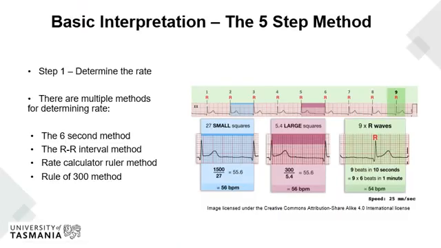If we start with rate, we'll see that there are a plethora of options for determining the rate of an ECG. Some of these include the 6-second method, the RR interval method, the rate calculator ruler method, and the rule of 300 method. We'll discuss some of these in a bit more detail in the coming slides.